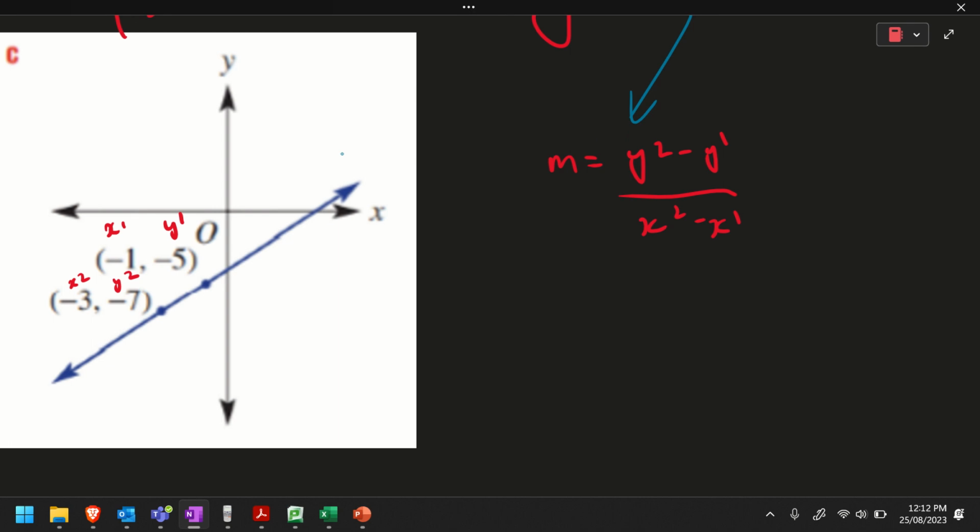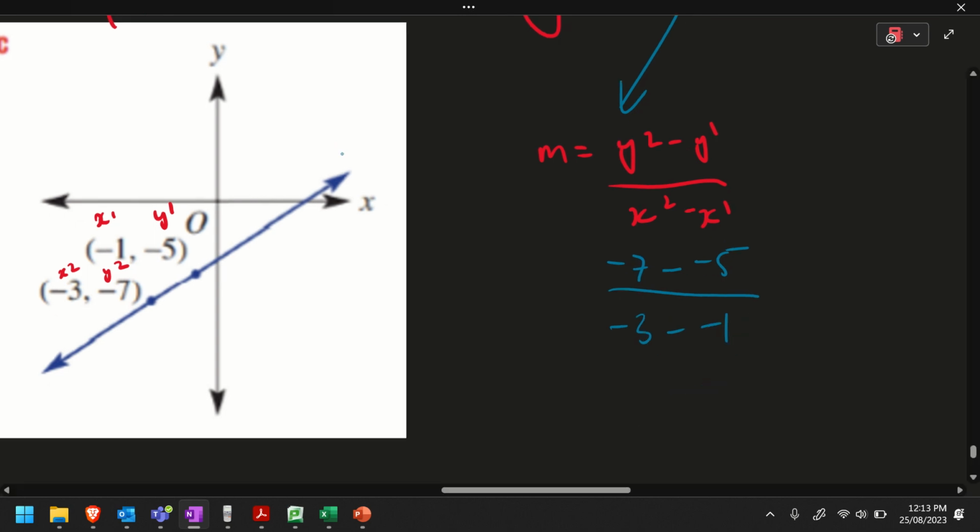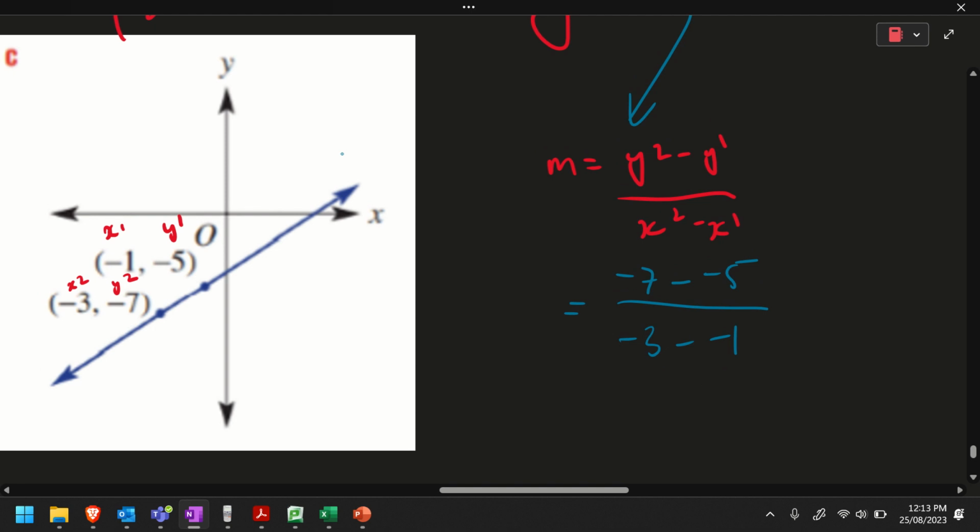Alright, so we're going to do Y2, which is negative 7, take away Y1, which is negative 5, over X2, which is negative 3, take away X1, which is negative 1. There's a lot of negatives there, yeah? But if you put it in your calculator, it should do it for you anyway.